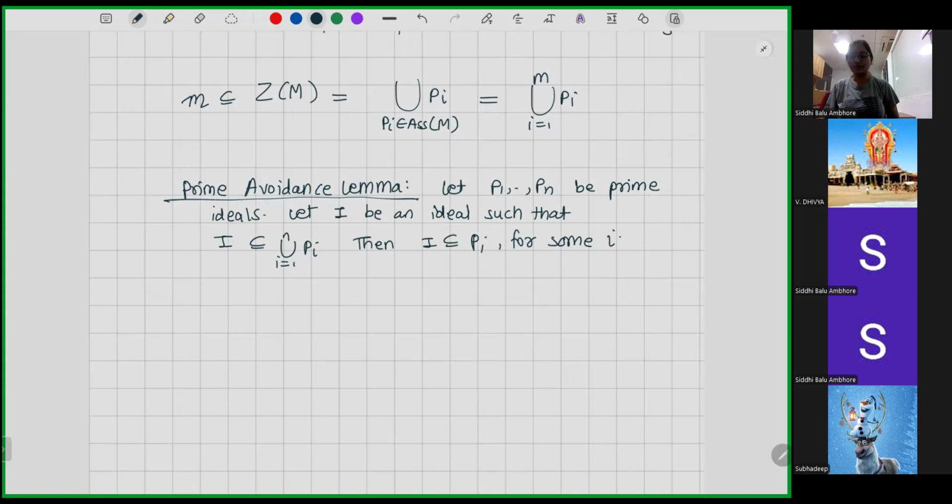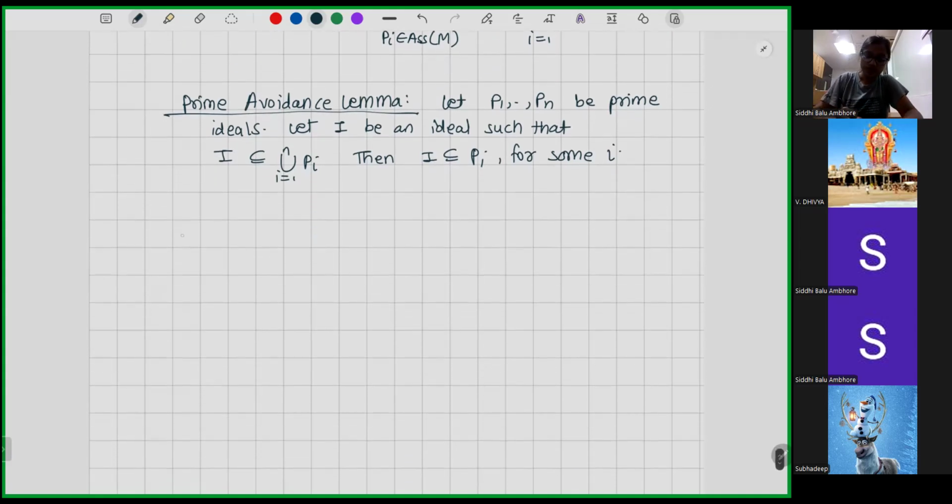So what can we say then? So we have this m contained in union of prime ideals. And here by prime avoidance lemma, when ideal I is contained in union of prime ideals, then that I is actually contained in one of those prime ideals. Okay, so this therefore, since, yes, exactly.